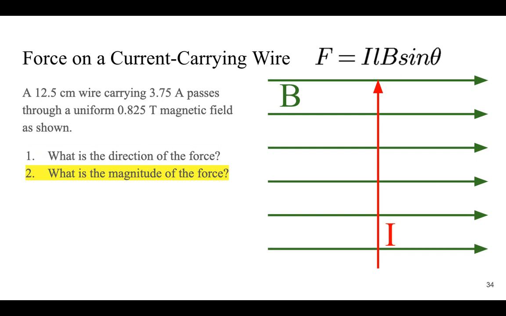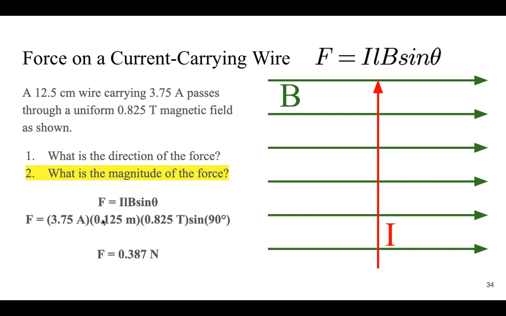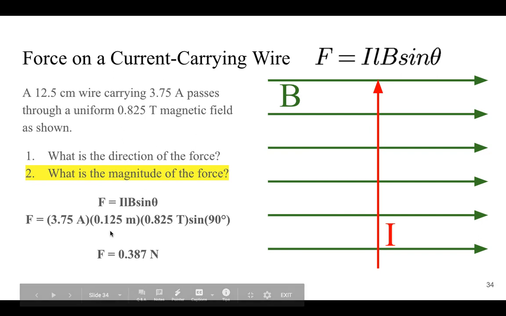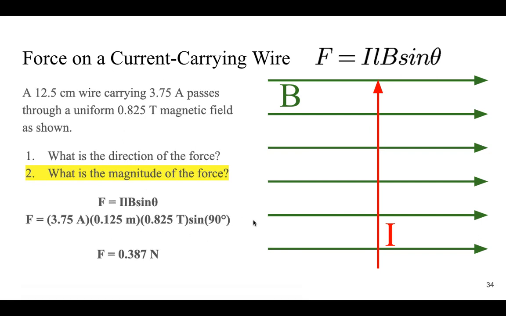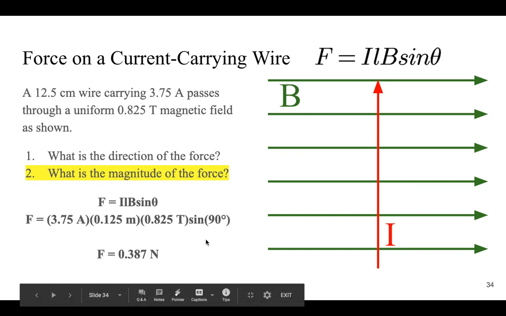So what is the magnitude of the force? Well, just take this formula right here, plug in the things. Be careful because it's not 12.5 meters, it's 12.5 centimeters, which is 0.125 meters. Plug that in, times the sine of 90, because the angle between the length of your wire and the magnetic field is 90. And you get F is equal to 0.387 newtons.